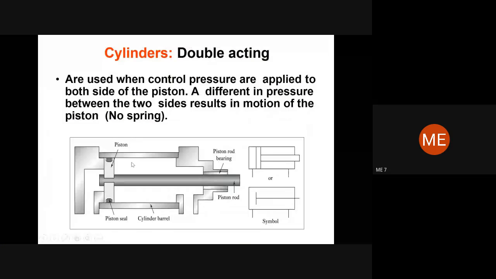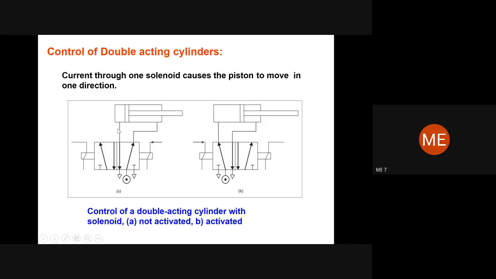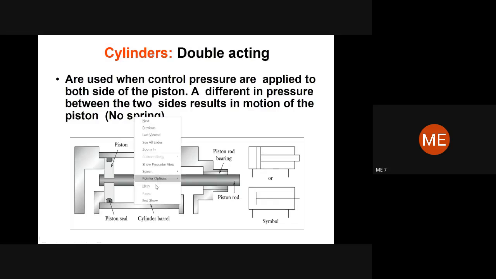Yeah, a case of a double acting cylinder. In the case of a double acting cylinder, first of all, we will not be having any spring. That is very, very important. No spring is present.